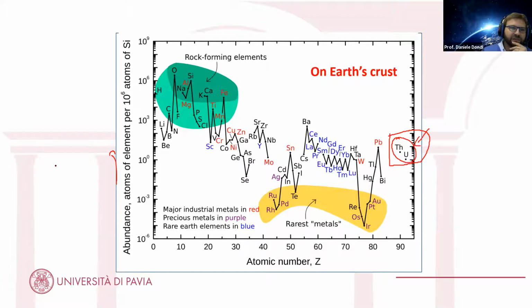But on the Earth we have a lot of uranium, thorium. Even in the past, they were so abundant that you have some natural nuclear reactor on the Earth. So in some places the fission of uranium and thorium was natural. It's so strange, but it was like this because the abundance was higher.